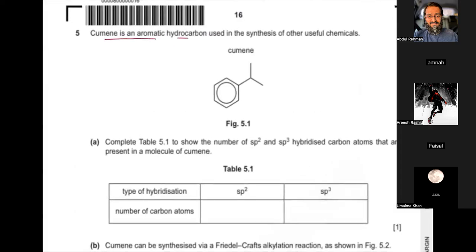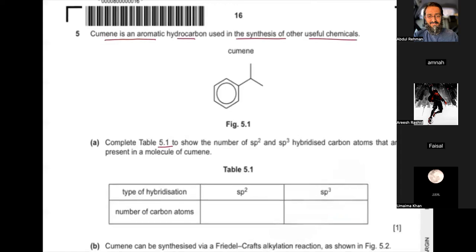Cumene is an aromatic hydrocarbon used in the synthesis of other useful chemicals. Complete table 5.1 to show the number of sp2 and sp3 hybridized carbon atoms that are present in the molecule of cumene. So, if you see 1, 2, 3, 4, 5, 6, these 6 carbons are sp2 because they all are involved in delocalization. And these 3 have no pi bond, so these 3 are sp3 hybridized, right?